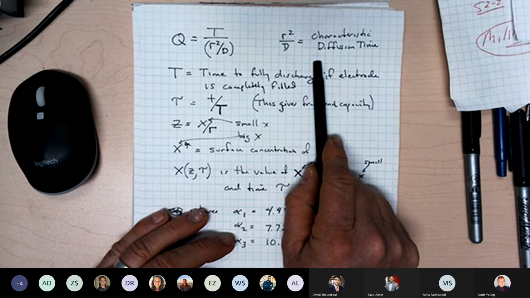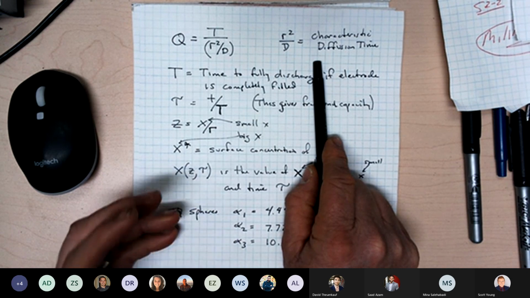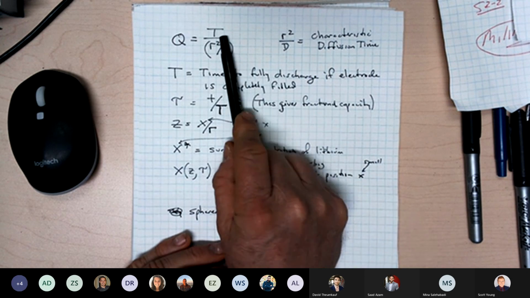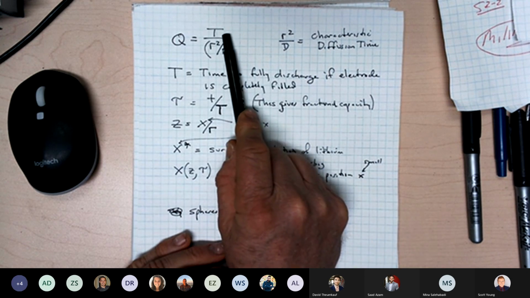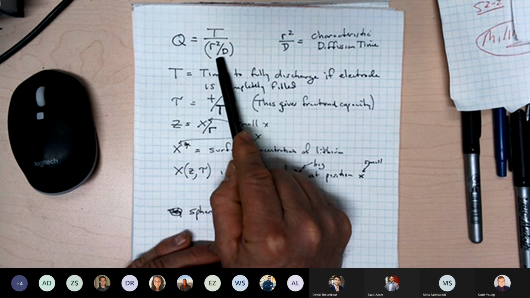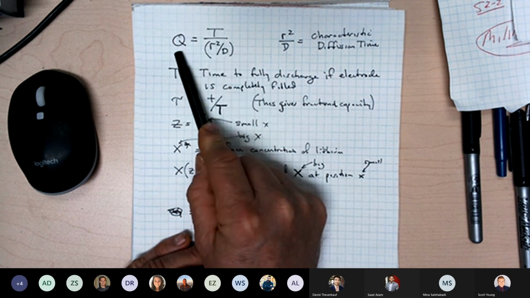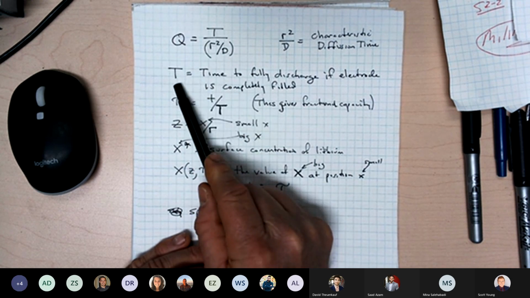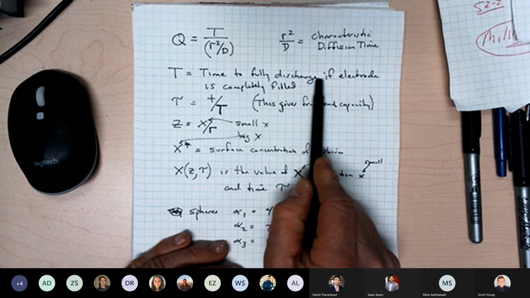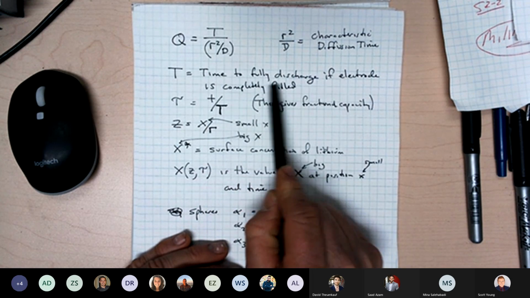So then what matters when you're operating a lithium-ion cell, where you're trying to intercalate lithium into or out of these electrode particles, is the time that you're expecting the lithium to go in and out, that's T, compared to this characteristic diffusion time. That ratio is called Q. So T is the time to fully discharge if the electrode is completely filled.